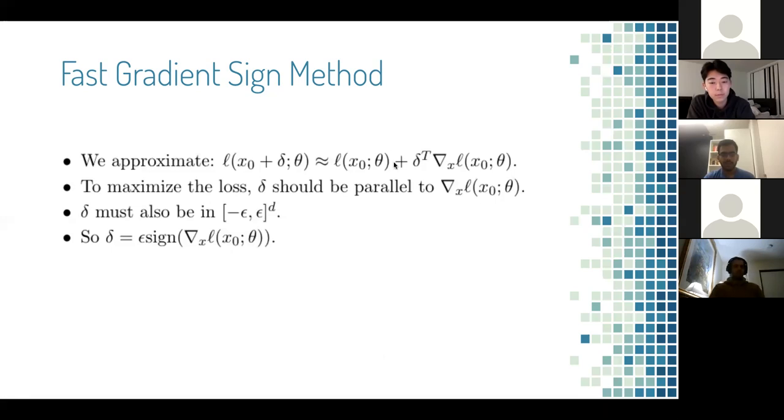There's a question in the chat saying that for PGD10, you need to backprop 10 times for each training sample.